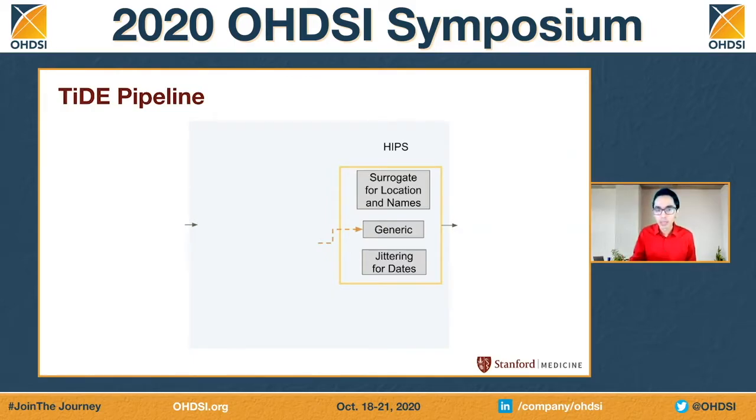Then we use generic replacements. For example, if we find an email, we replace it with something like example at example.com. And we use a process called jitter by date. We shift those dates by a fixed amount so we can preserve the patient timeline without revealing the actual date for the patient. This jittering is specifically targeted for internal Stanford use. Then we reconstruct the note table, and we have a fully de-identified note table that actually looks like the real deal.